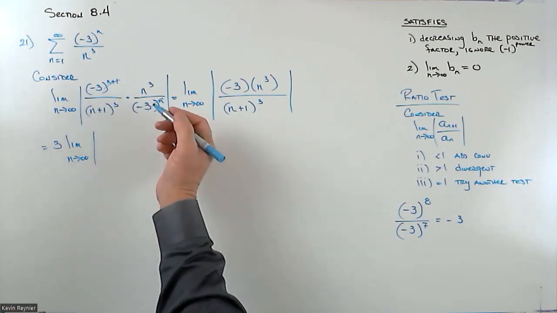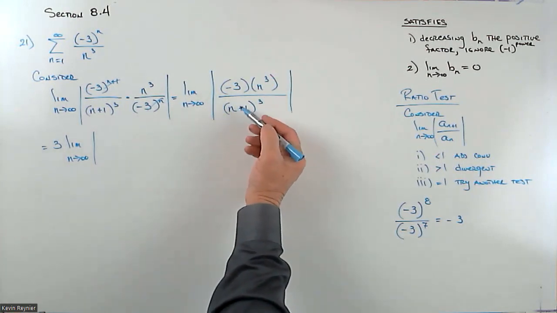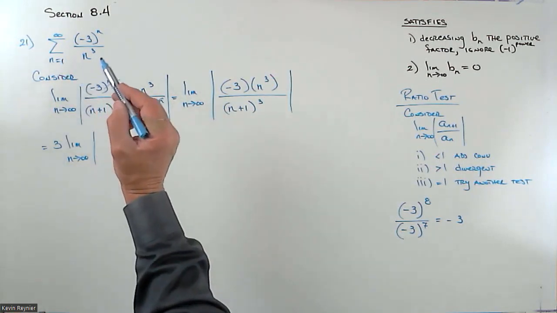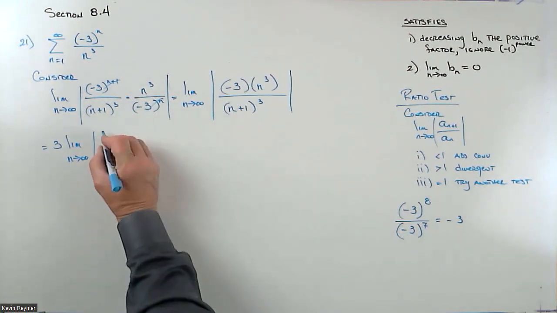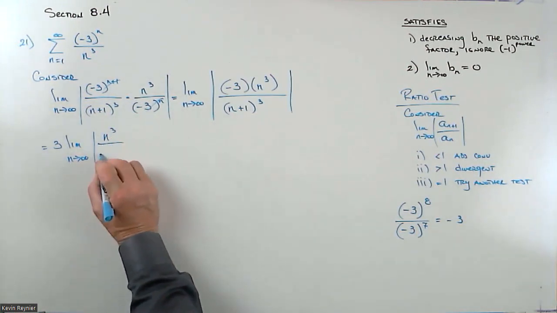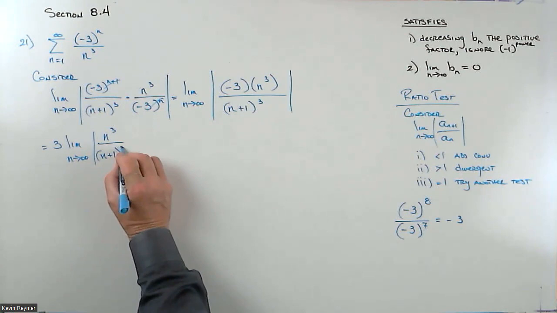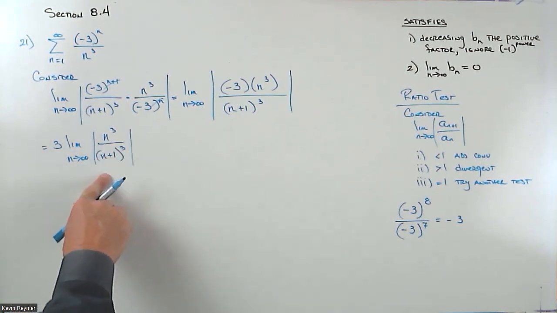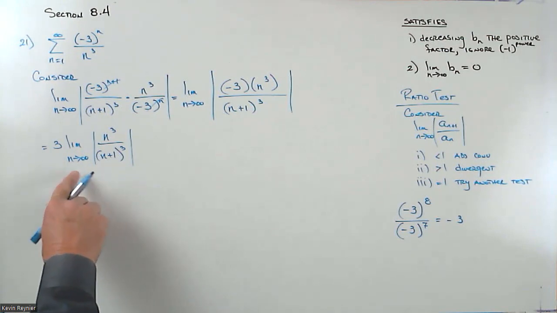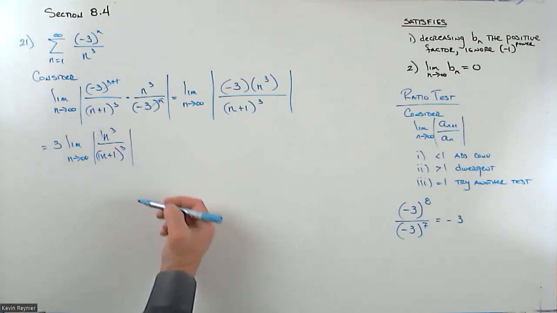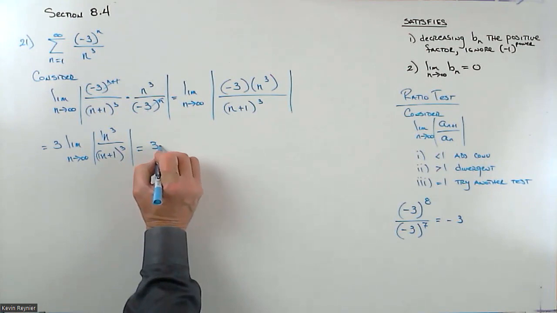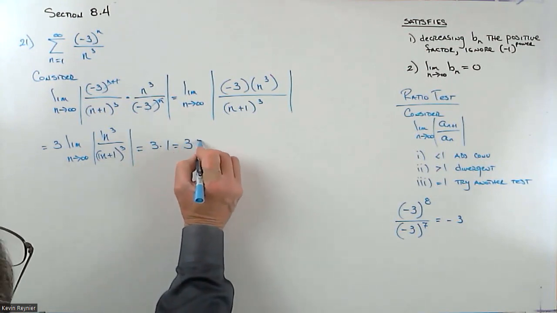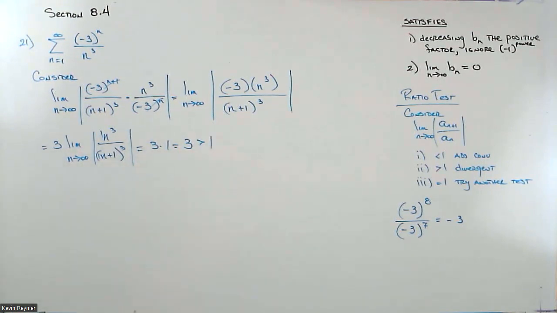And now we don't really need the absolute value because n and n plus 1 are always positive because n goes 1, 2, 3, 4, 5. But we have n cubed over n plus 1 cubed. The greatest power in the numerator is 3. The greatest power in the denominator is 3. The limit equals the ratio of their leading coefficients. So we get 3 times 1, which is 3, which is greater than 1. So our series is divergent.